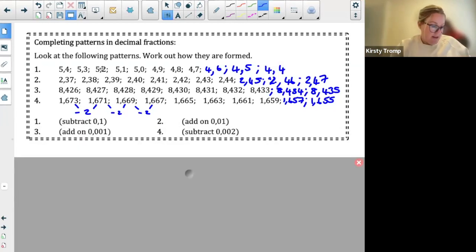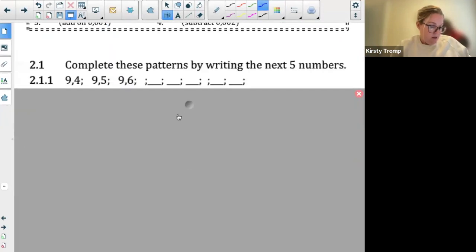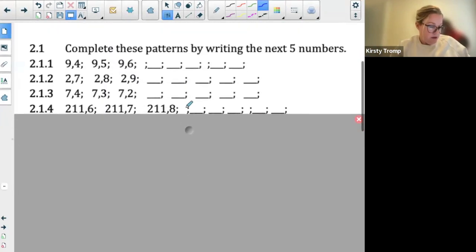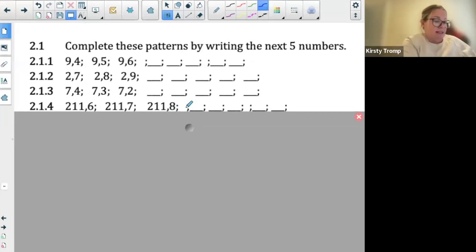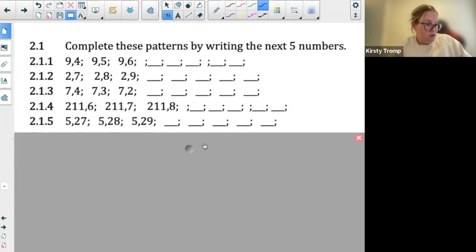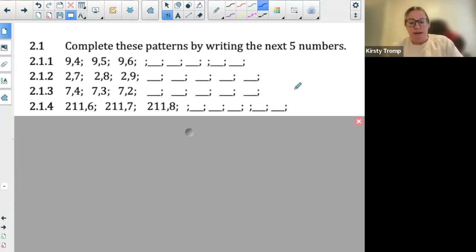So let's have a look at you guys doing that now by yourself. So complete these patterns by writing the next 5 numbers. So I've given you 4 examples there. Complete the patterns by writing the next 5 numbers. Go have a look. So you got your paper, you got your pen in front of you, you're doing the work. Okay, you're doing the work because that's important.